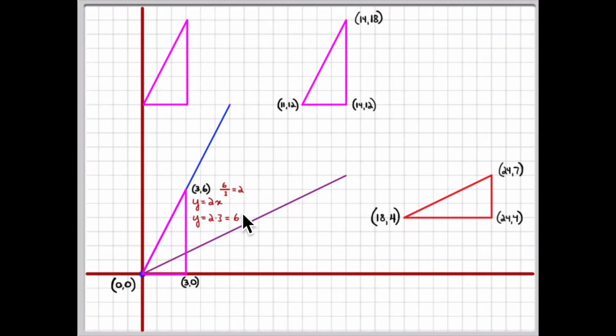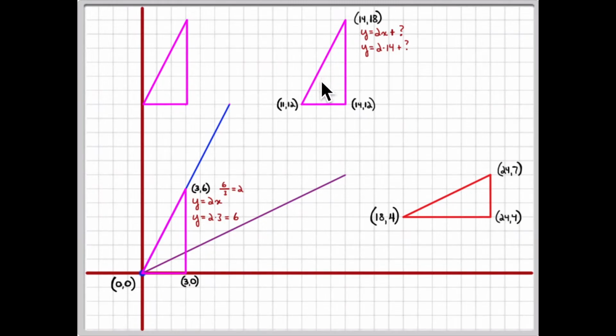And you can begin with this equation right here, y equals 2x. The slope of this line right here is the same as the slope of this line because these two lines are parallel. So the slope of this line is 2. So the vertical length is 6 units. The horizontal length is 3 units. So 6/3, which simplifies to 2.